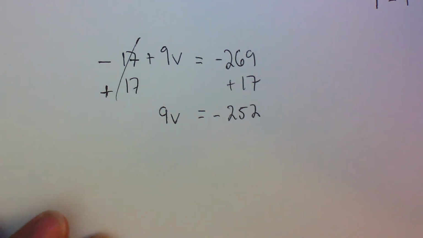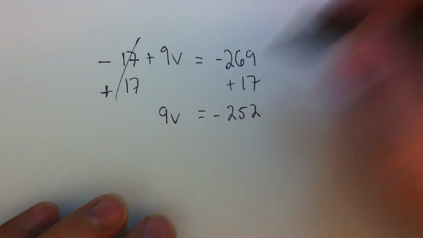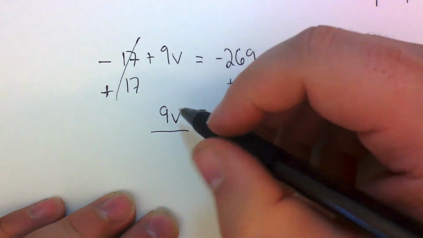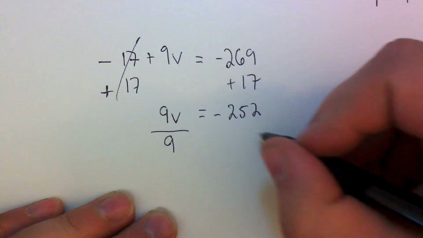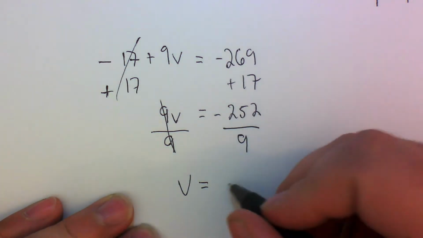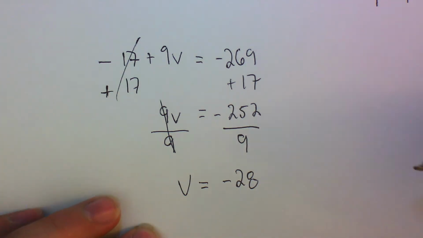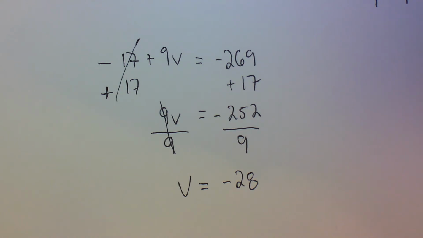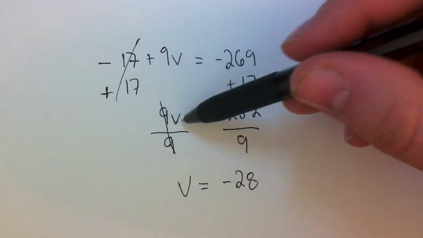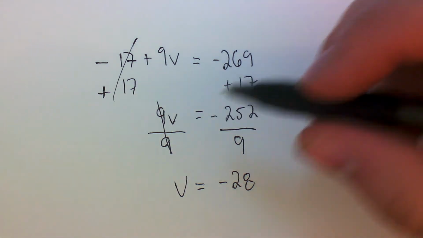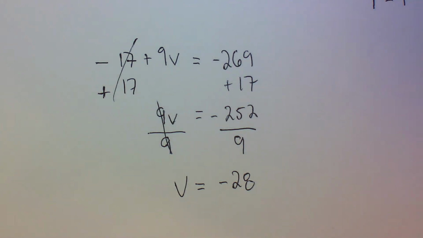Okay, and then I divide by 9, because this is what you do to cancel out a multiplication. The opposite of multiplication is division, so you divide by 9 here, those cancel out, and v is going to equal negative 28. Now, why I divide here is because the 9 and the v are multiplying, and so when you multiply, to get this v by itself using inverse operations, you're going to divide by 9 on both sides. And so v is equal to negative 28.